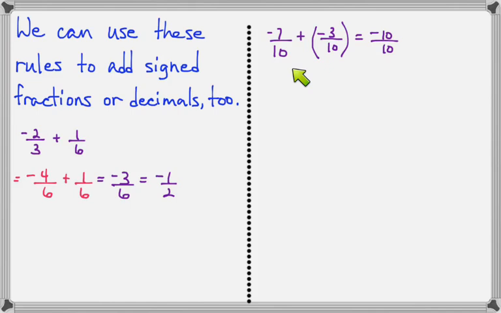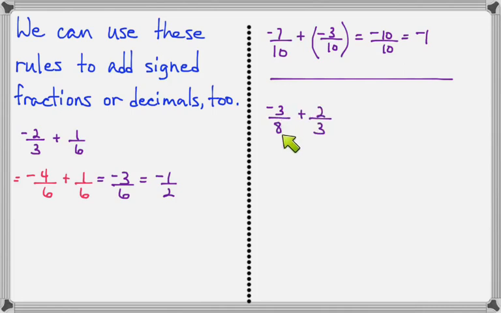Alright, negative 7/10 plus negative 3/10. Okay, since these have common denominators, all we have to do is add the tops. Negative 7 plus negative 3. Both numbers have the same sign, so we'll add them and get negative 10. The denominator's 10. Of course, this simplifies to negative 1.